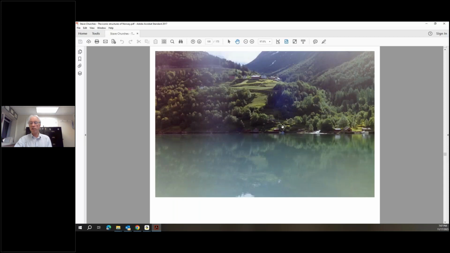Okay, another shot of Norway from the water, looking up at a farm on the side of the fjord.